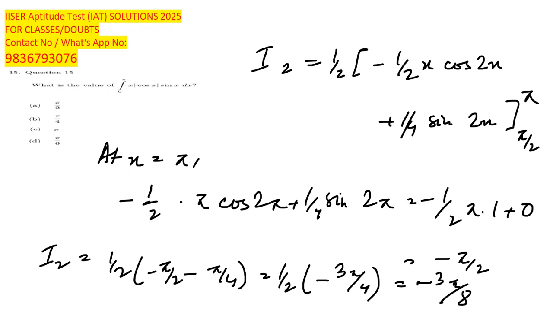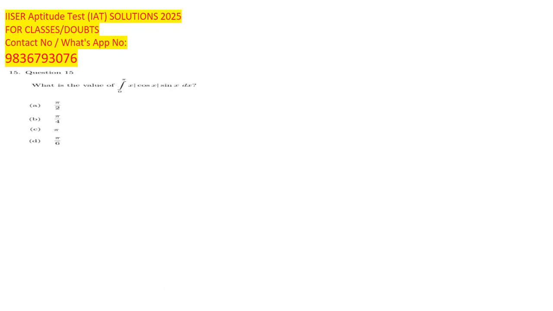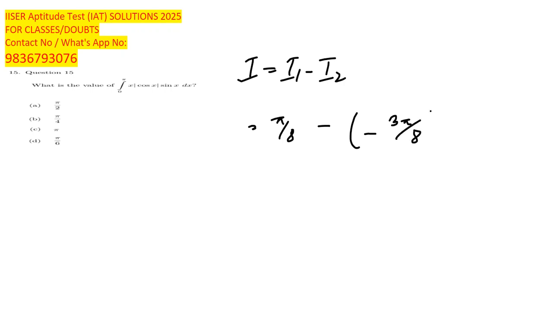So then if we combine, I is equal to I1 minus I2. So it is pi by 8 minus of minus 3 pi by 8. So that is 4 pi by 8 or pi by 2. So my correct option is option A.